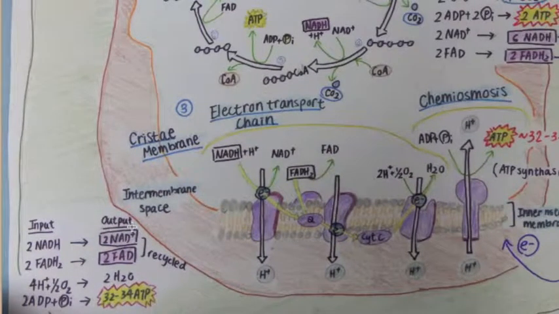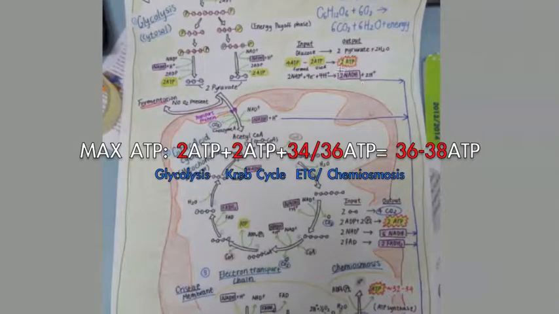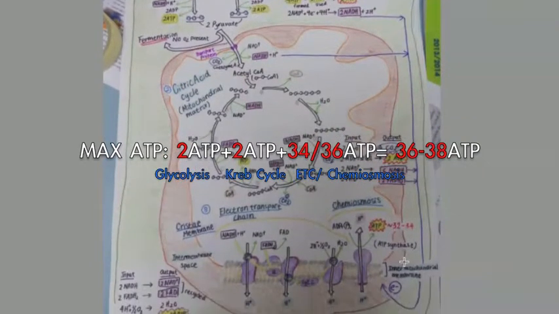The output of the electron transport chain and chemiosmosis is 2 NAD, 2 FAD, water, and 32 to 34 ATP. The maximum number of ATP that a glucose can produce is about 36 to 38 ATP.